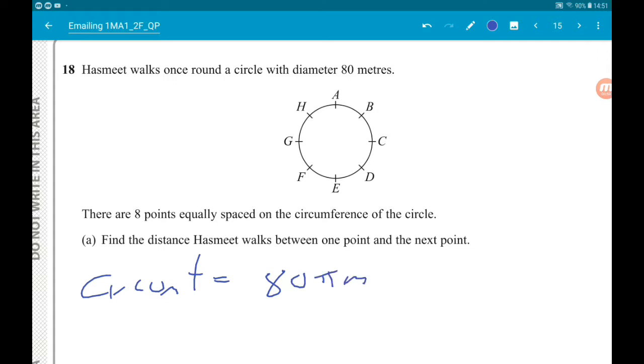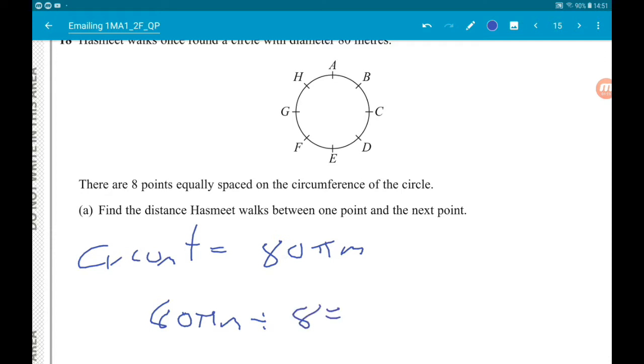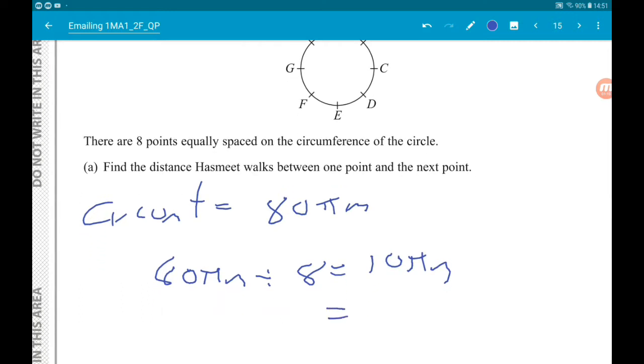Now if there are 8 points equally spaced, the distance then is 80 pi divided by 8, which is 10 pi meters, or if you want a decimal, 31.4.